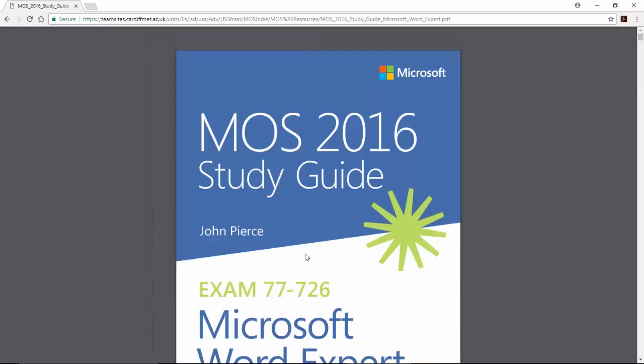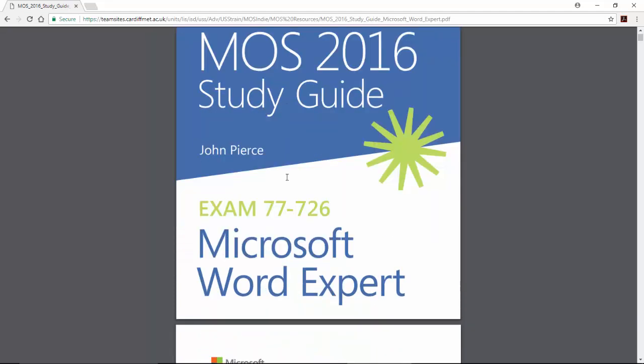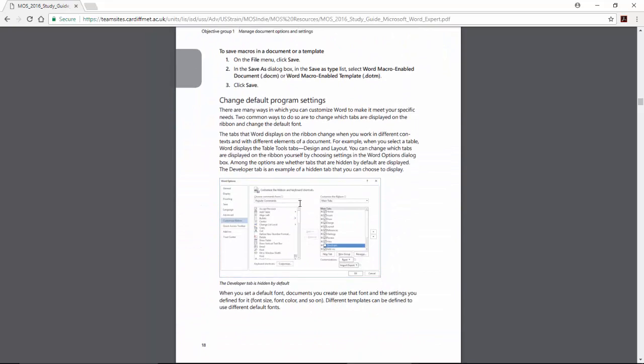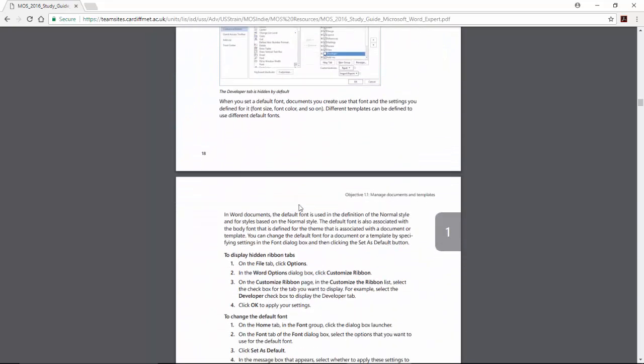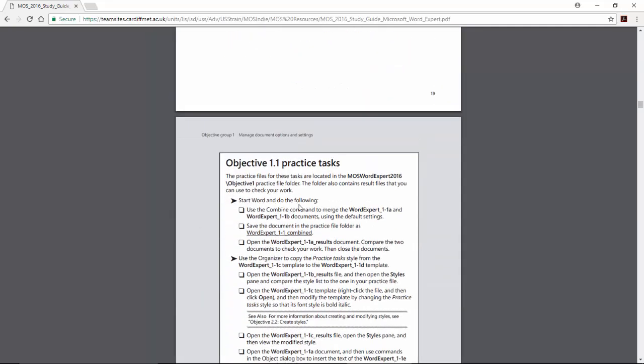The study guides are an alternative to the MOAC textbooks. They are more concise than a MOAC and are designed for people who already have a fair amount of knowledge of the software and just need to top up their skills in order to pass the exam. Again, they include detailed instructions and practice exercises.